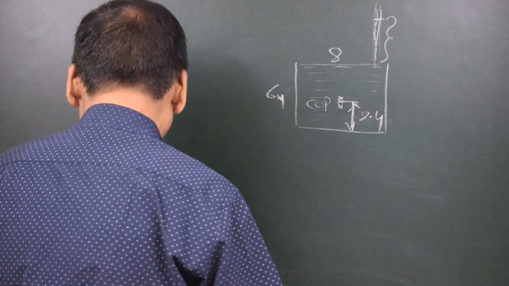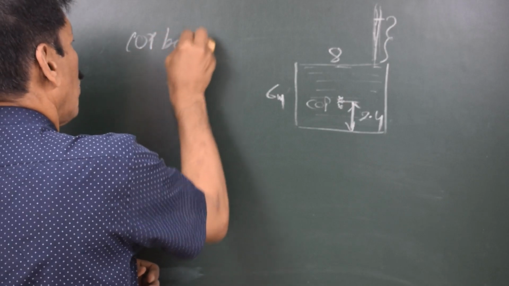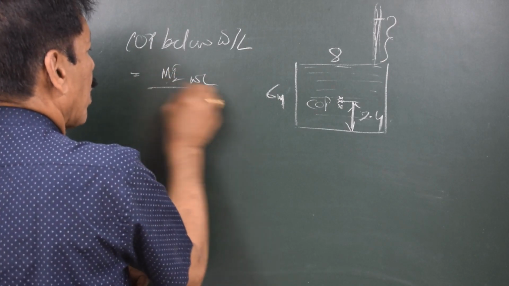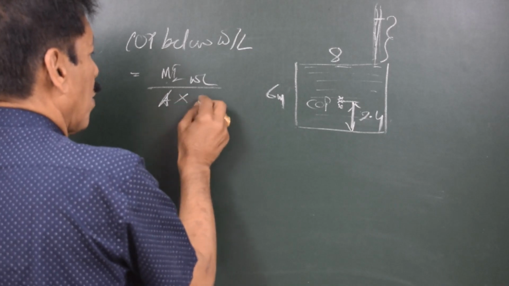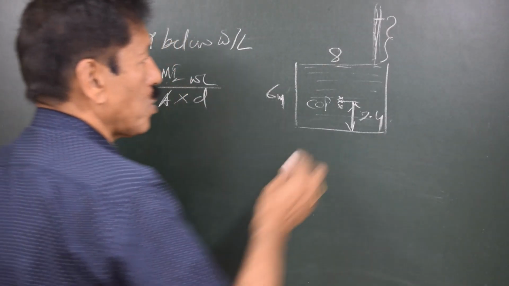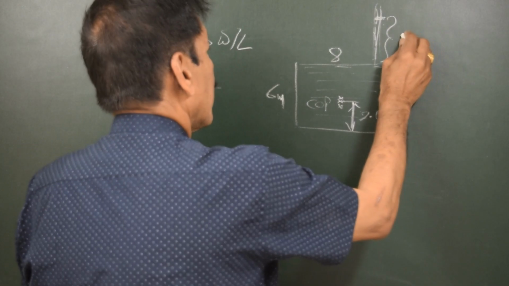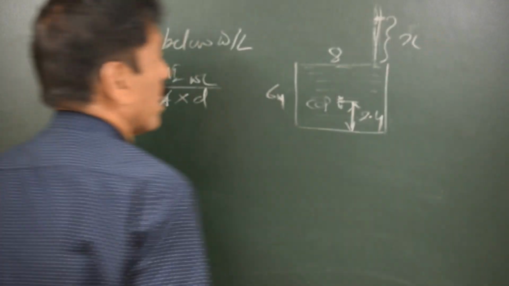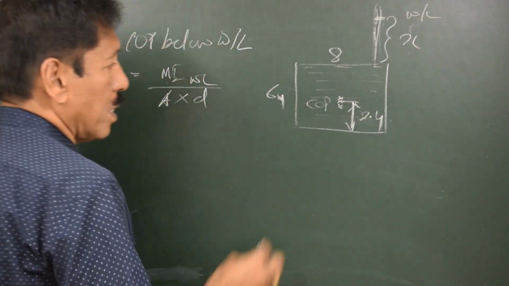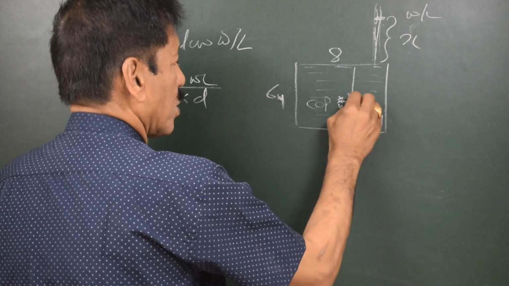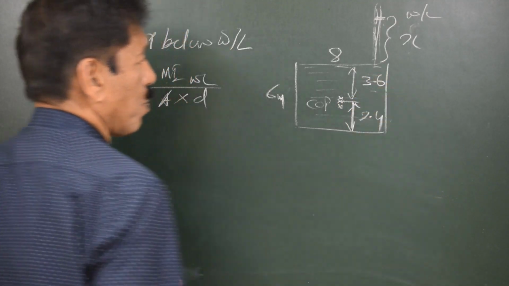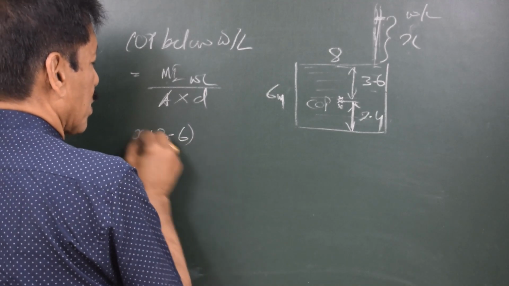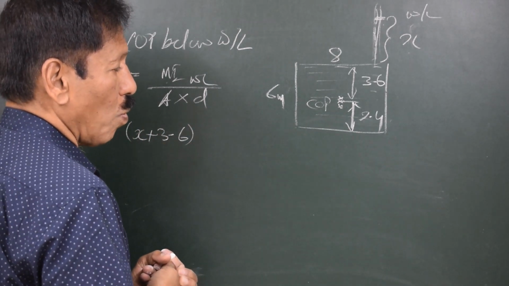We always have the same formula. COP below water level is equal to moment of inertia about water level divided by wet area into depth of centroid. So let us assume that this head over here is X. Then if this is the water level, and this is 2.4 here, then this distance should be 3.6 meters. So COP below water level is X plus 3.6, right? That is the COP below the water level.